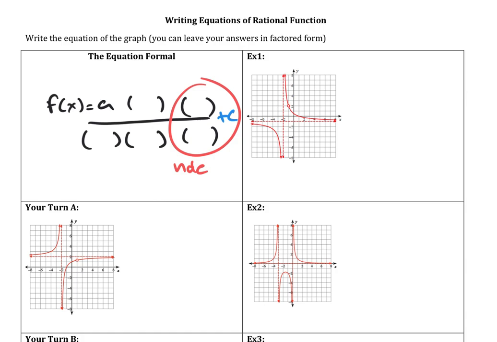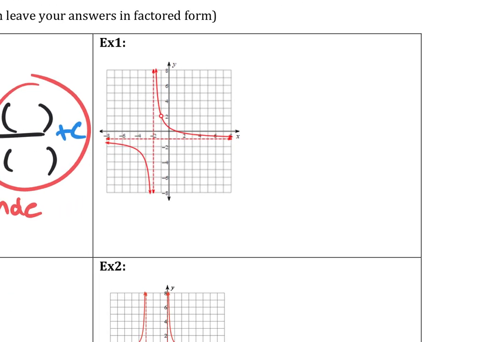Okay, so looking at our first example here, I'm going to zoom in a little bit. I want to look at the features that I have. I know that I have a vertical asymptote, I know that I have a horizontal asymptote, and I also know that I have a hole. So we're going to start with the hole. Looking at my hole, I have an x value of -1. So what that tells me is I need to have a common factor of x plus 1 in my numerator and my denominator, because that is the only way that we would be able to have a hole.